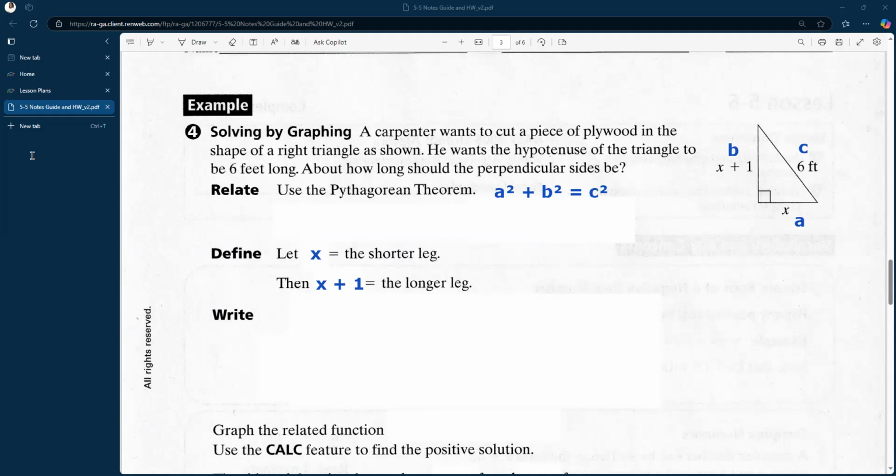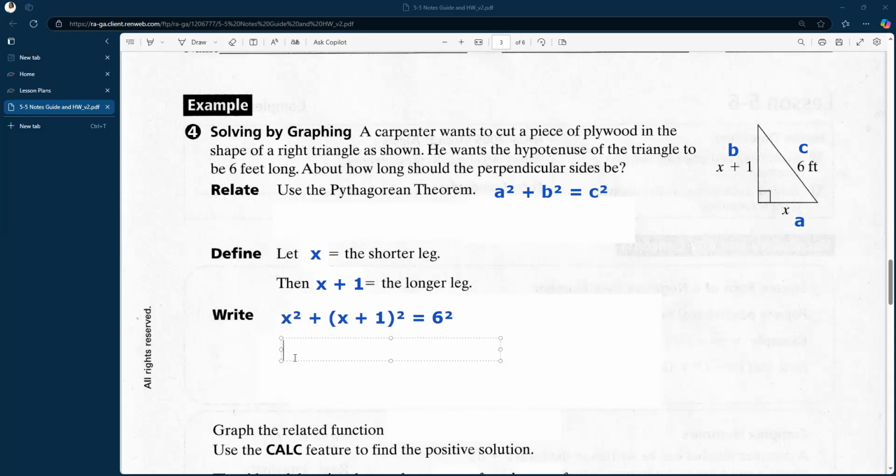You will notice in your notes that you can switch wherever c is. You can have c squared equals a squared plus b squared, or you can have a squared plus b squared equals c squared. That is, again, the symmetric property. So I'm going to write a squared, which is x, plus b squared, which is x plus 1, squared equals c squared, which is 6 squared.